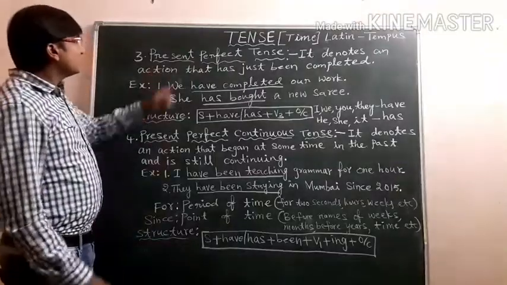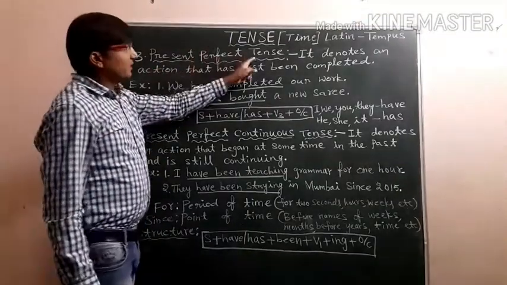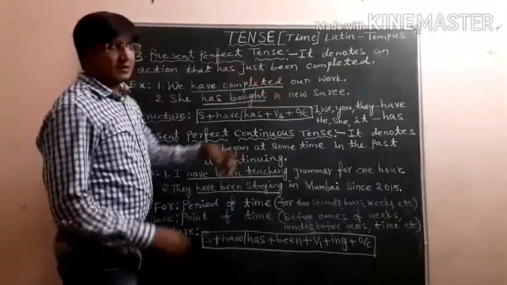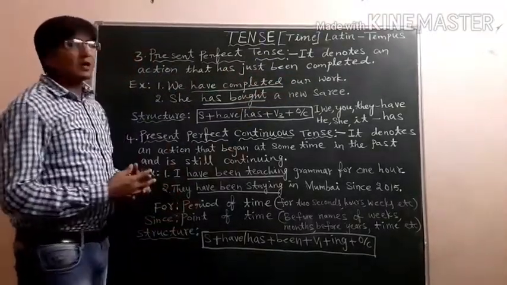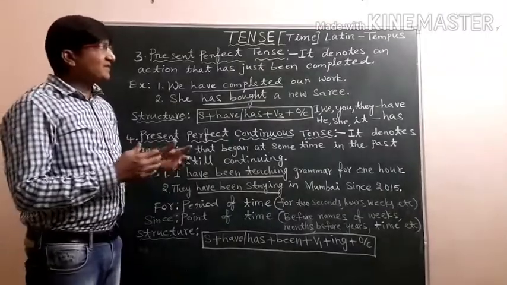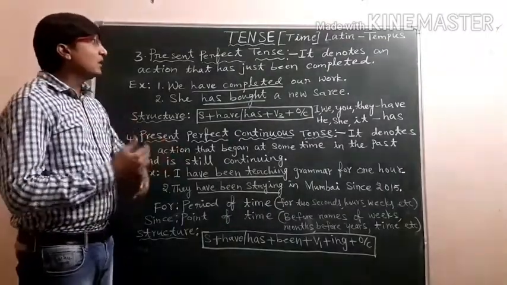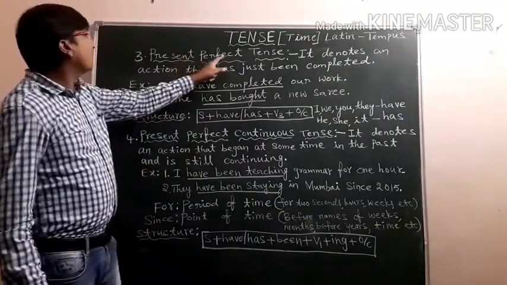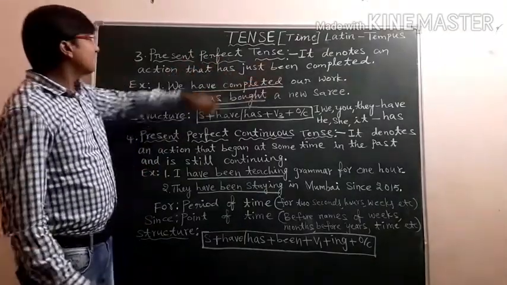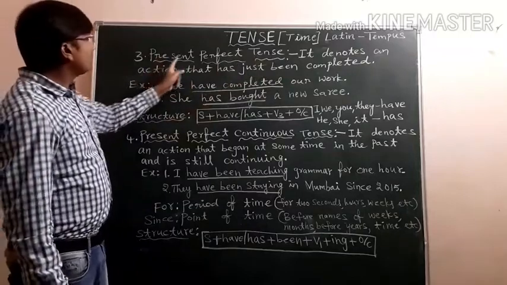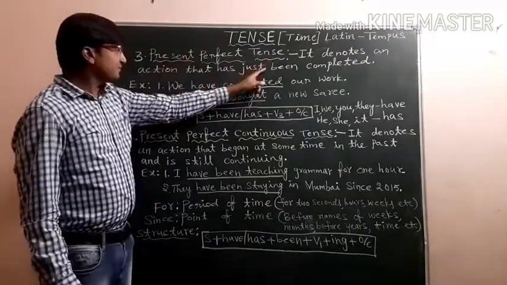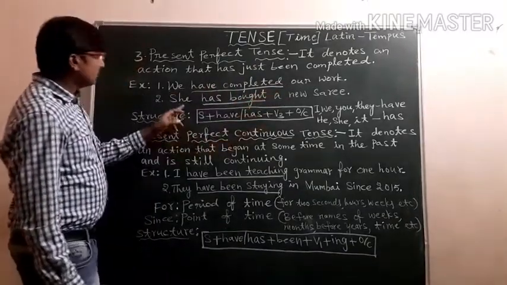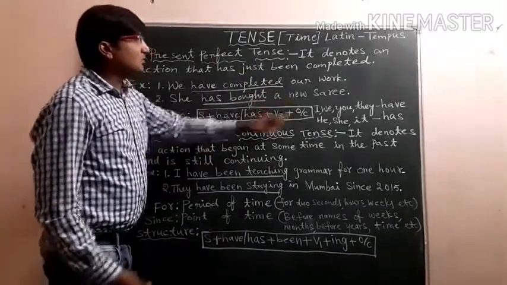Then the third one is present perfect tense. It denotes an action that has just been completed. So it is used to talk about an action that has just been completed or happened. Here, perfect means completed. That's why we call this present perfect tense. For example, we have completed our work. She has bought a new saree.